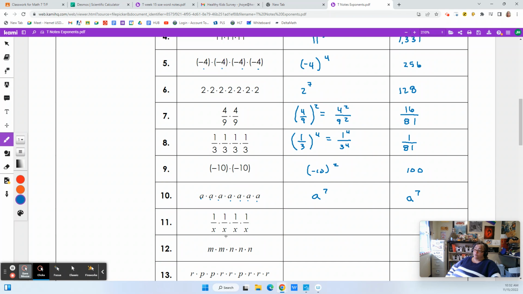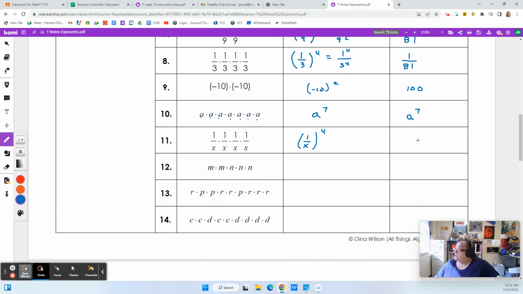If I have 1 over x and I raise that to a power, we've got 4 of them, so it would be the 4th power. And when I rewrite that, that becomes 1 to the 4th power, which is just 1 over x to the 4th power.